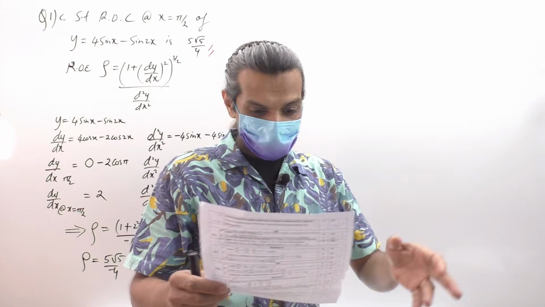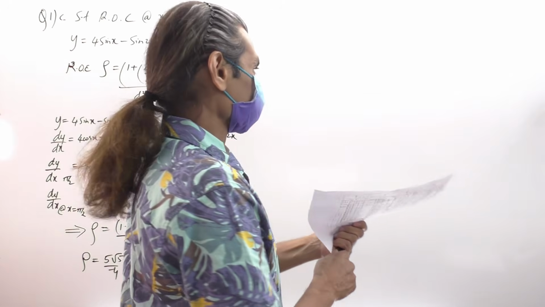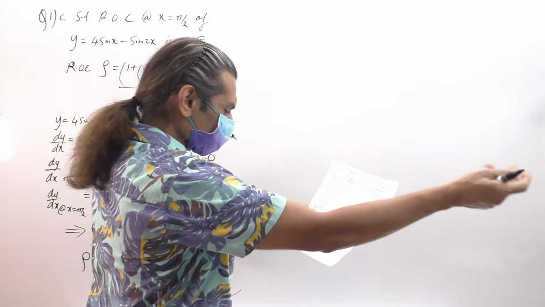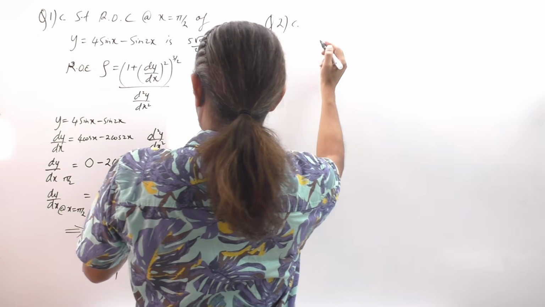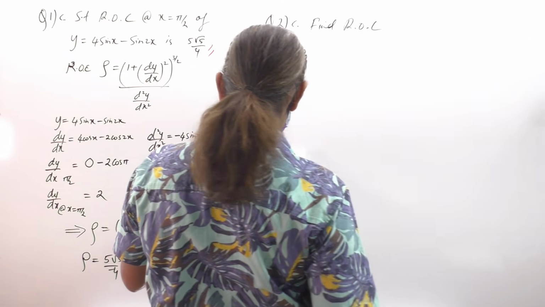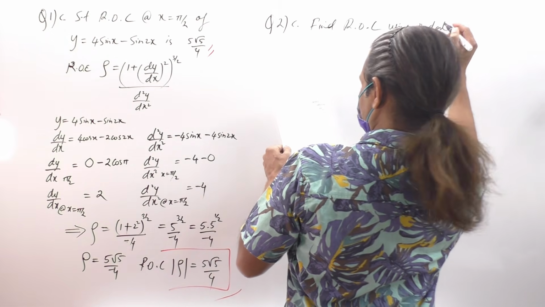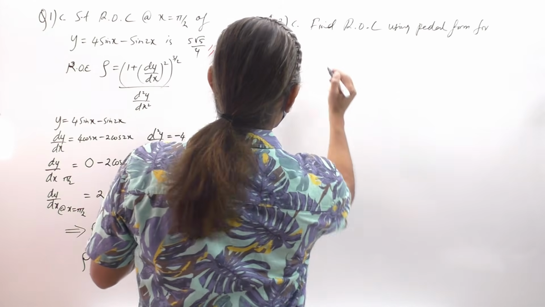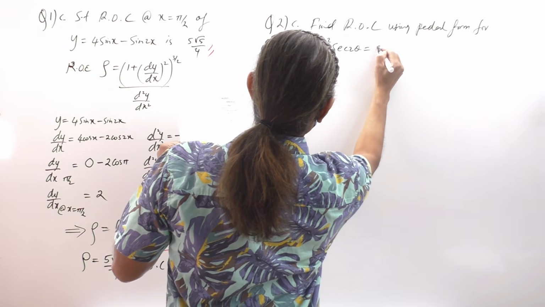The next one, find the radius of curvature using pedal form for the curve. Let's solve this. One more question is there, but they have given second on the right side, so this question is really different. So question number 2C is, find the radius of curvature using pedal form for the curve r square secant 2 theta is equal to a square.